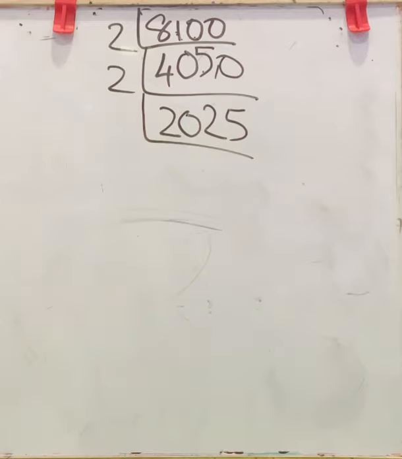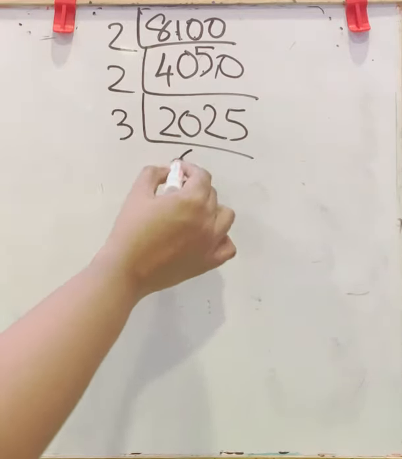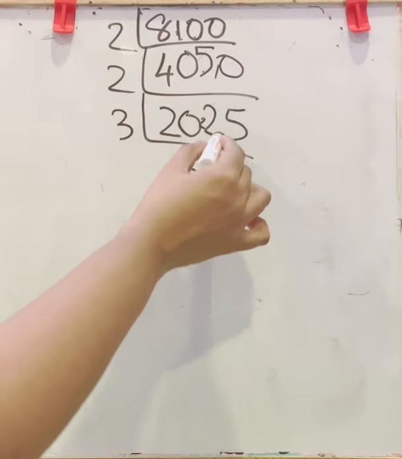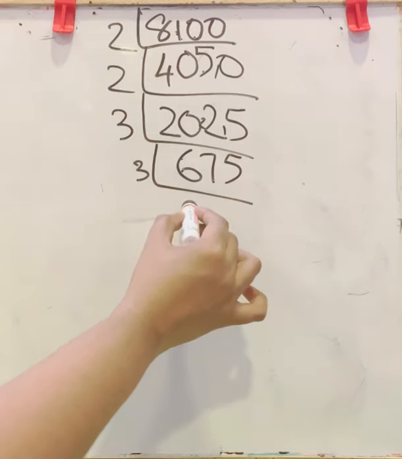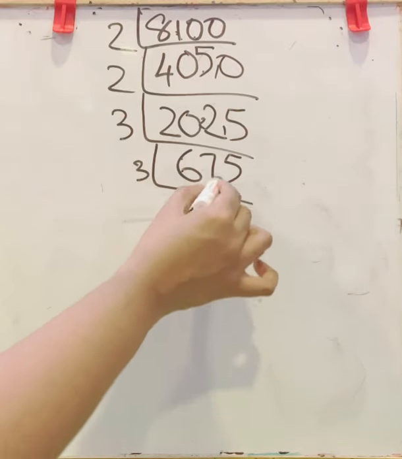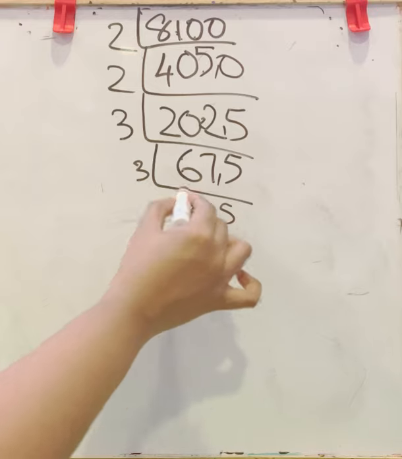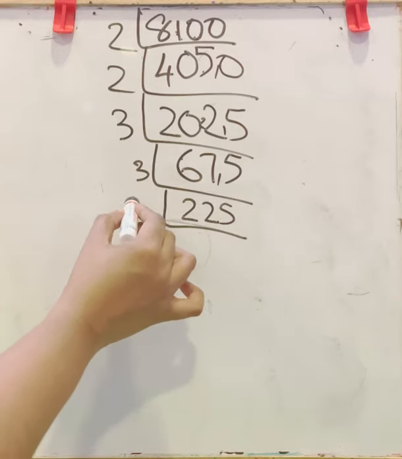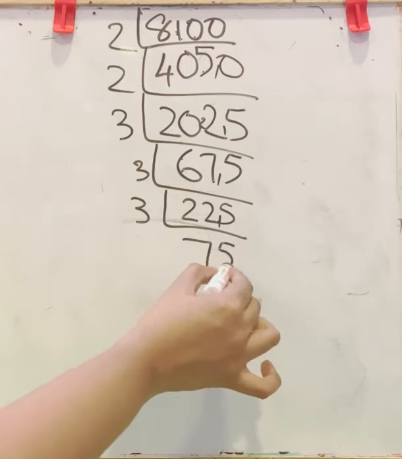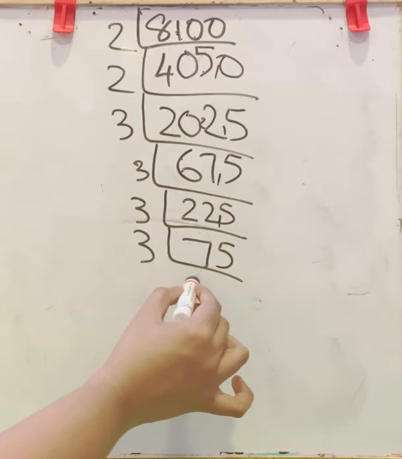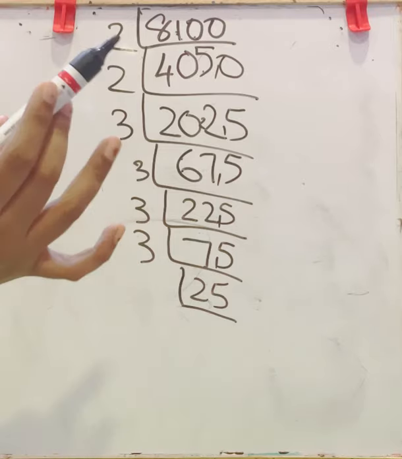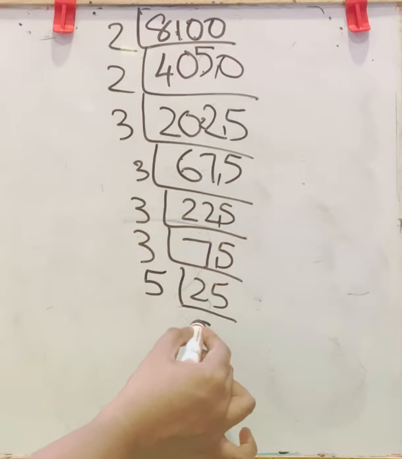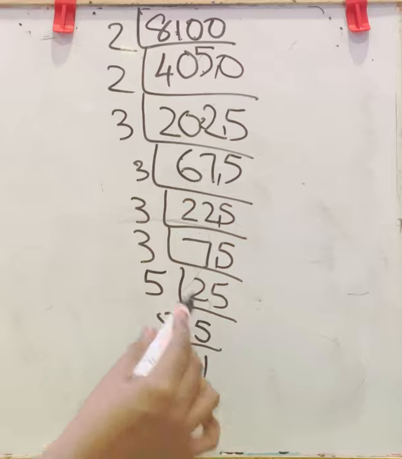Now you can't proceed with 2. Next check it with 3. Yes, it is divisible by 3. So 3. 6 3s are 18, balance 2. 7 3s are 21, balance 1. 5 3s are 15. Again 3. 2 3s are 6, balance 1. 5 3s are 15. Again 3. 7 3s are 21, 5 3s are 15. Again 3. 2 3s are 6, 5 3s are 15. Now you can't proceed with 3. Next is 5. Yes, 5 5s are 25, 5 1s are 5.